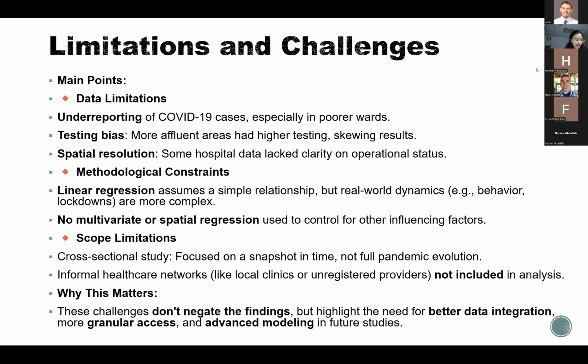Then the limitations and challenges. So every study has its limitations. Some of the COVID-19 cases may have gone unreported, especially in the slums. Testing was more accessible in a few areas, which skewed the results. Hospital data lacked clarity on which ones were operational. Linear regression assumes a simple relation, whereas the real world is more complex. Still, these do not invalidate the findings, they emphasize the need for better data collection and real-time systems.